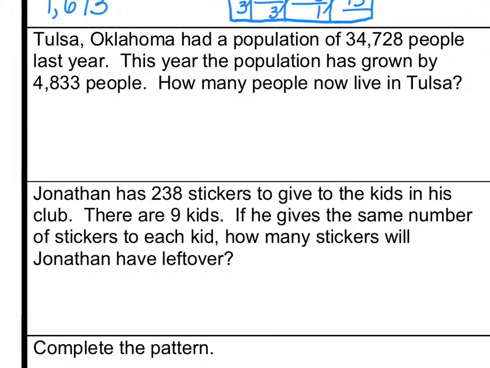Tulsa, Oklahoma had a population of 34,728 people last year. This year the population has grown by 4,833 people. How many people now live in Tulsa? So they did have this many, and they grew. That means they got some more people.